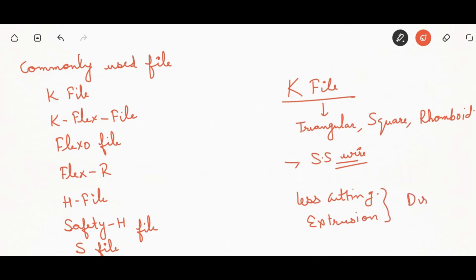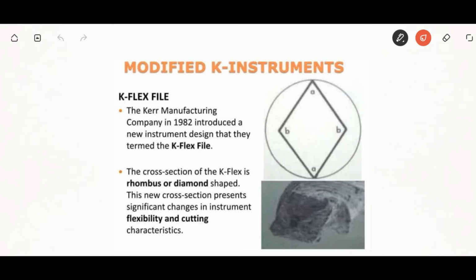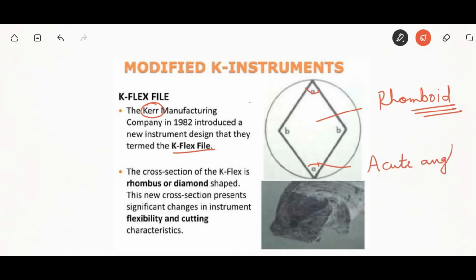The disadvantages of the K file: it has less cutting efficiency, and there can be extrusion of debris periapically. Next is the K flex file. It is rhombus in cross section, having two acute angles and two obtuse angles. The acute angles increase the sharpness and cutting efficiency, whereas the obtuse angles provide more space for debris removal. So it is also used with filing and rasping motion.